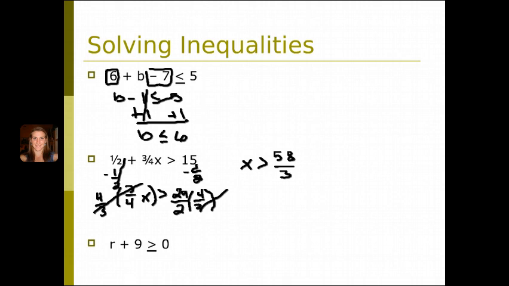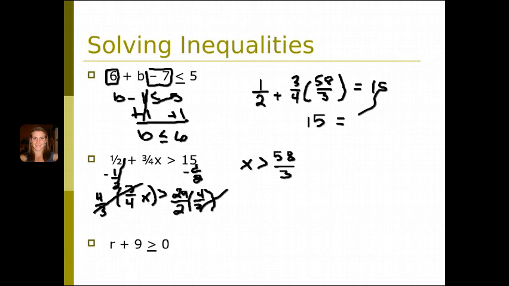So you would say 1/2 plus 3/4 times 58 over 3 is equal to 15. Anytime you're plugging fractions in the calculator, you must use parentheses, so make sure that you've got all of your fractions in parentheses, and you will find that it gives you 15 equals 15. So that fraction is the correct answer. Just looks a little crazy.